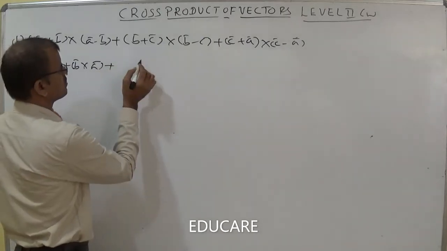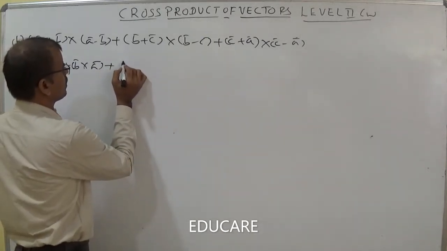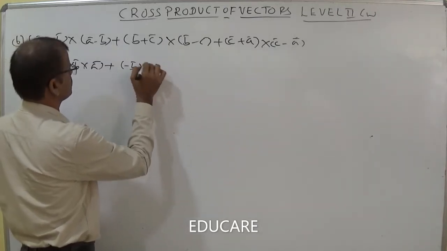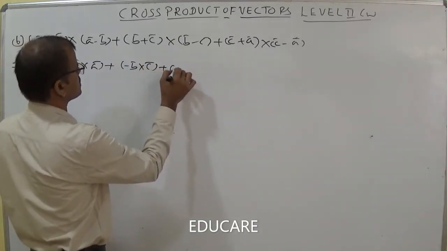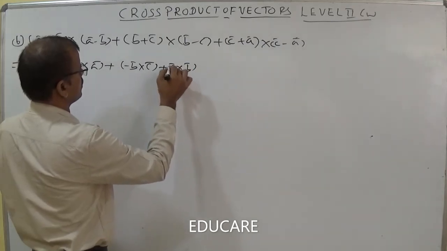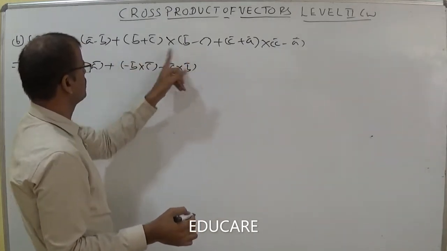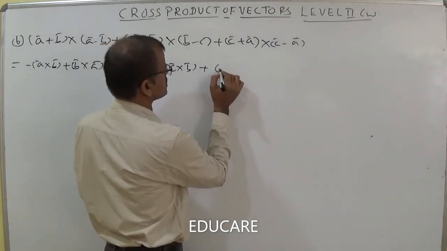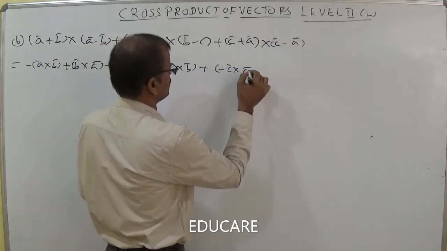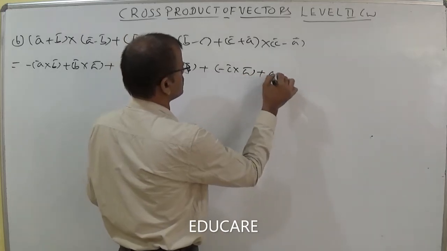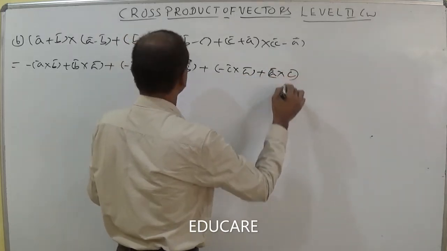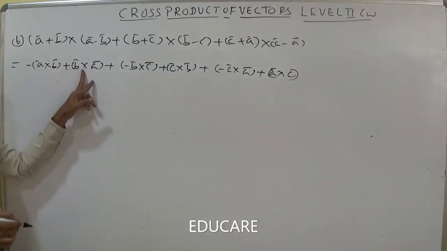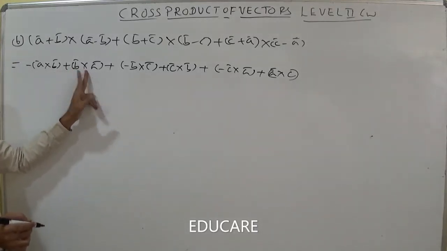Here also b cross b, don't write. Now you can write minus b cross c. Minus b cross c. Next plus c cross b. Plus c cross b. Minus b cross c plus c cross b. Next c cross a, no need to write. Minus c cross a. Minus c bar cross a bar. Plus a bar cross c bar. Now you can understand that if you take minus in this, it becomes minus a cross b.